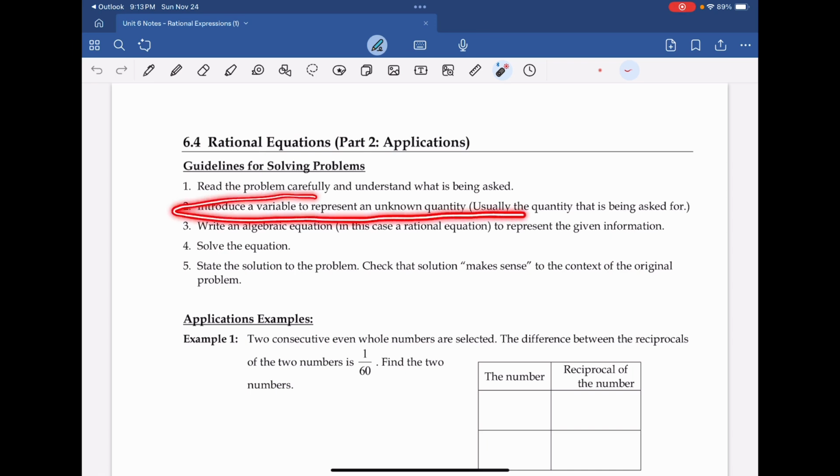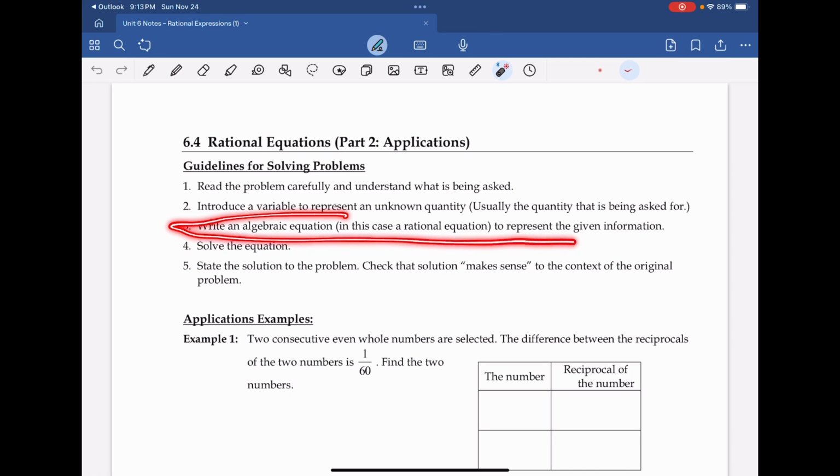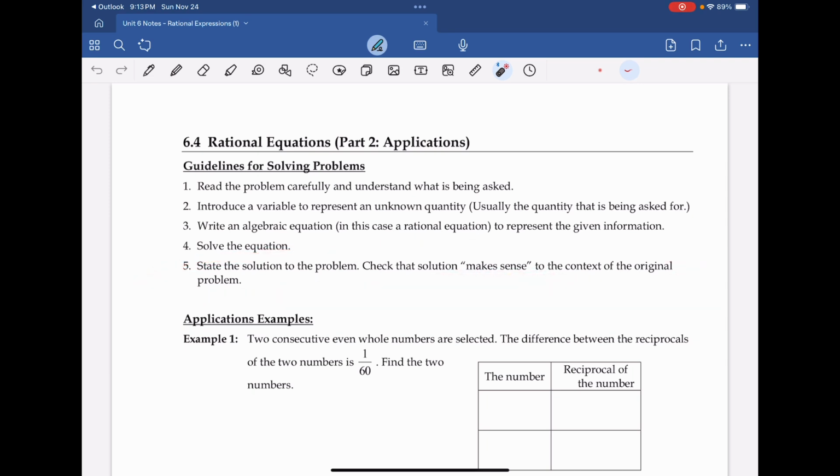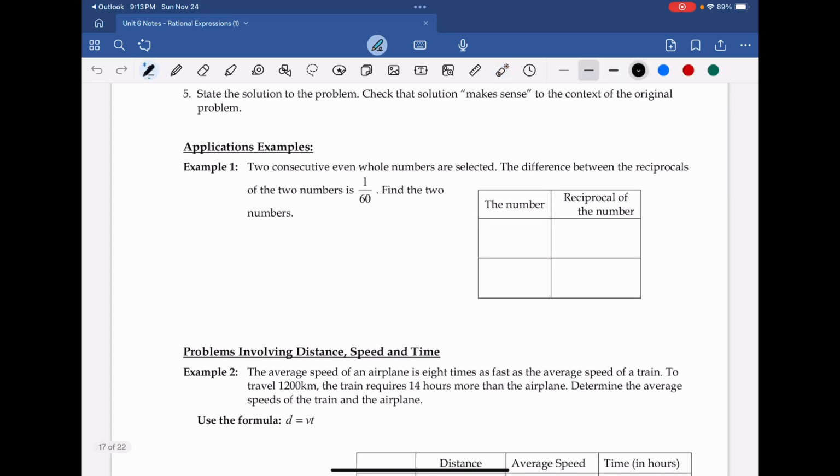The second piece is to introduce a variable to represent some unknown quantity being asked for, whether that's time being worked or speed of some object. We want to be very clear with that. We then want to write an equation given our rational expressions or our ratios, solve the equation, and lastly state the solution and make sure that it makes sense, aka we need to check for extraneous roots, because if there's any extraneous root that might not make sense in these problems, we need to be careful to state those. So let's start off with example 1 here in the applications, which is the following.